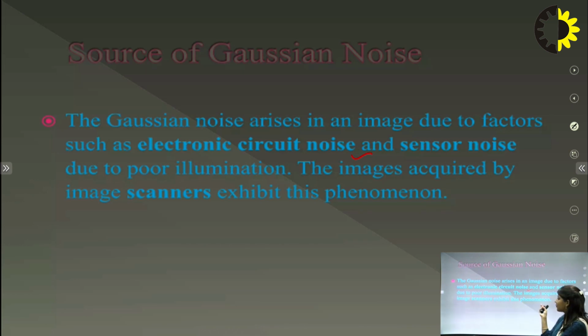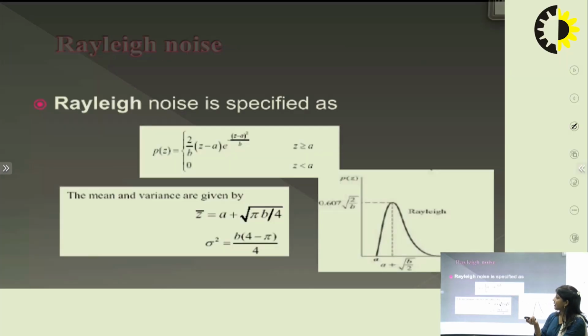The image is also acquired by image scanners. If I use a source like an image scanner, like when we scan from our mobile phones, and there are certain scanners we use to scan the image, then this Gaussian noise can be inserted. So this is the phenomenon of how Gaussian noise can be inserted into the image. Fine. Next is Rayleigh noise.